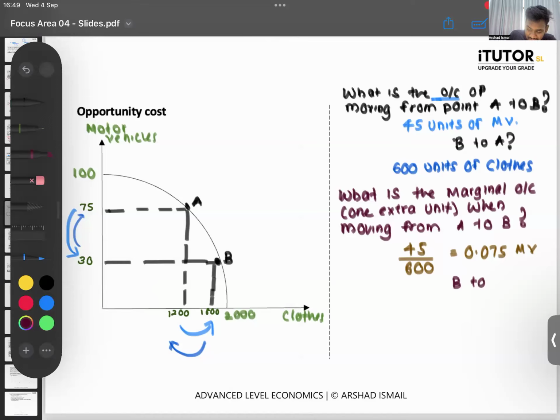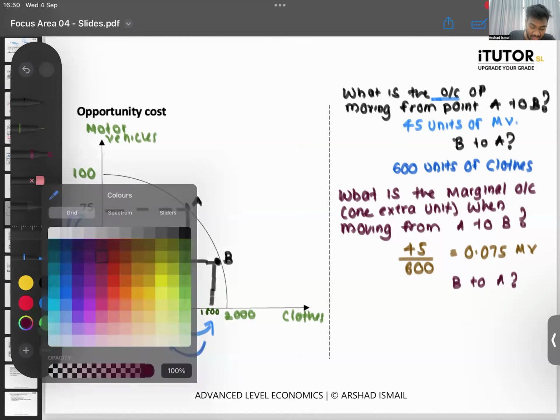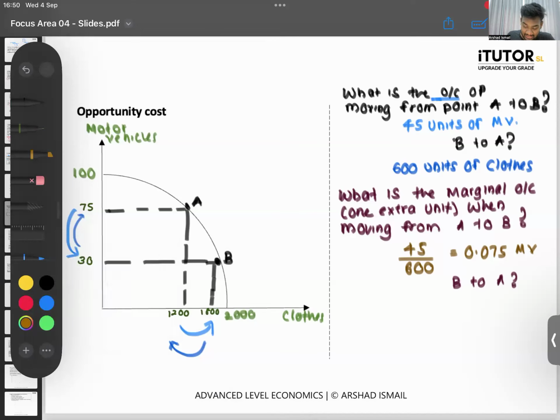Now, I'm not writing the whole thing now because I'll waste time. Can you all give me the number? If they say marginal opportunity or additional, then what are our numbers now? Going from B to A, you're foregoing 600. You're gaining 45.